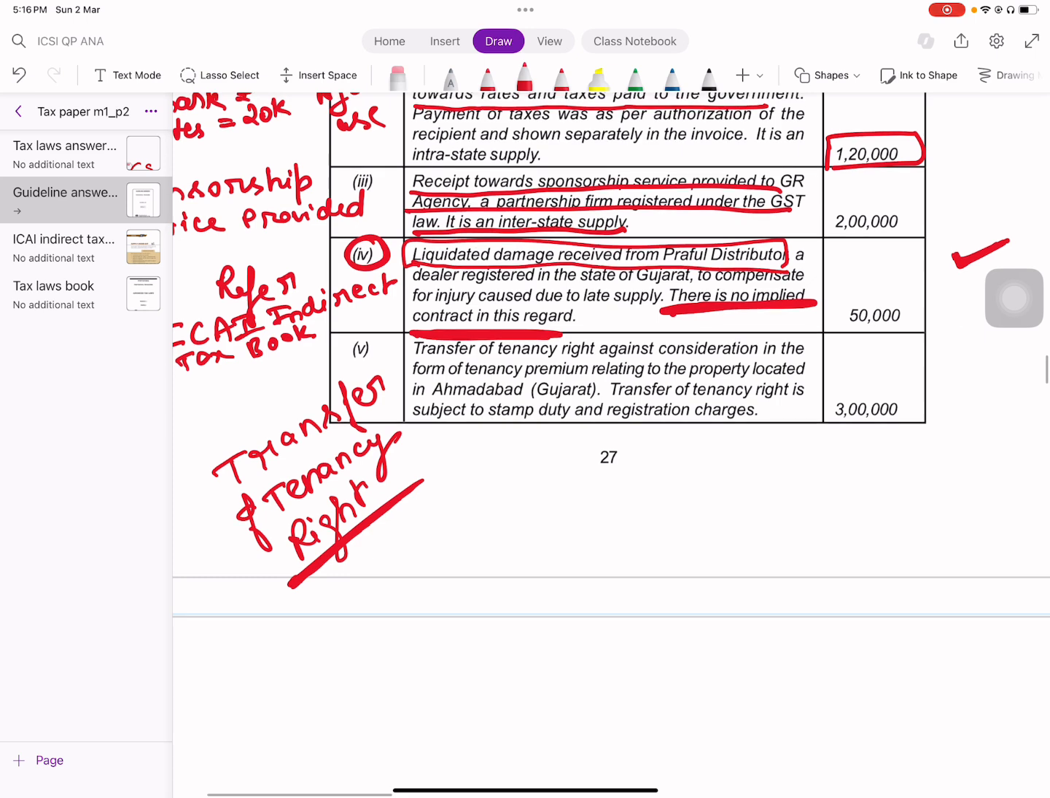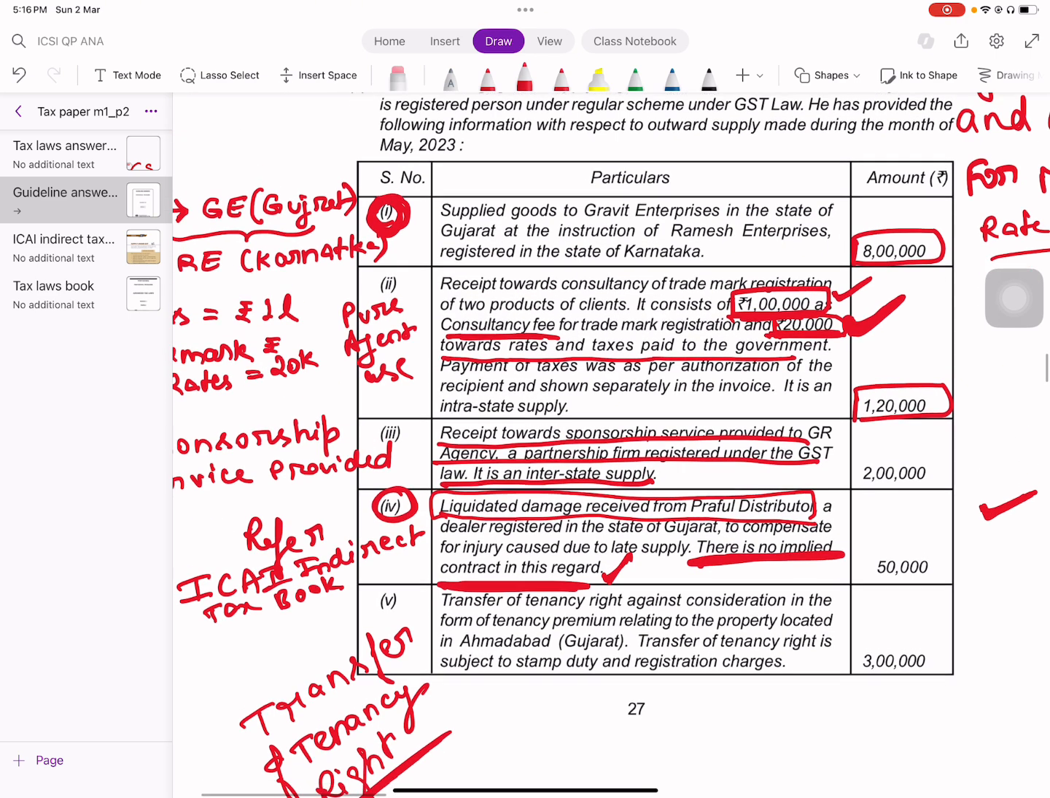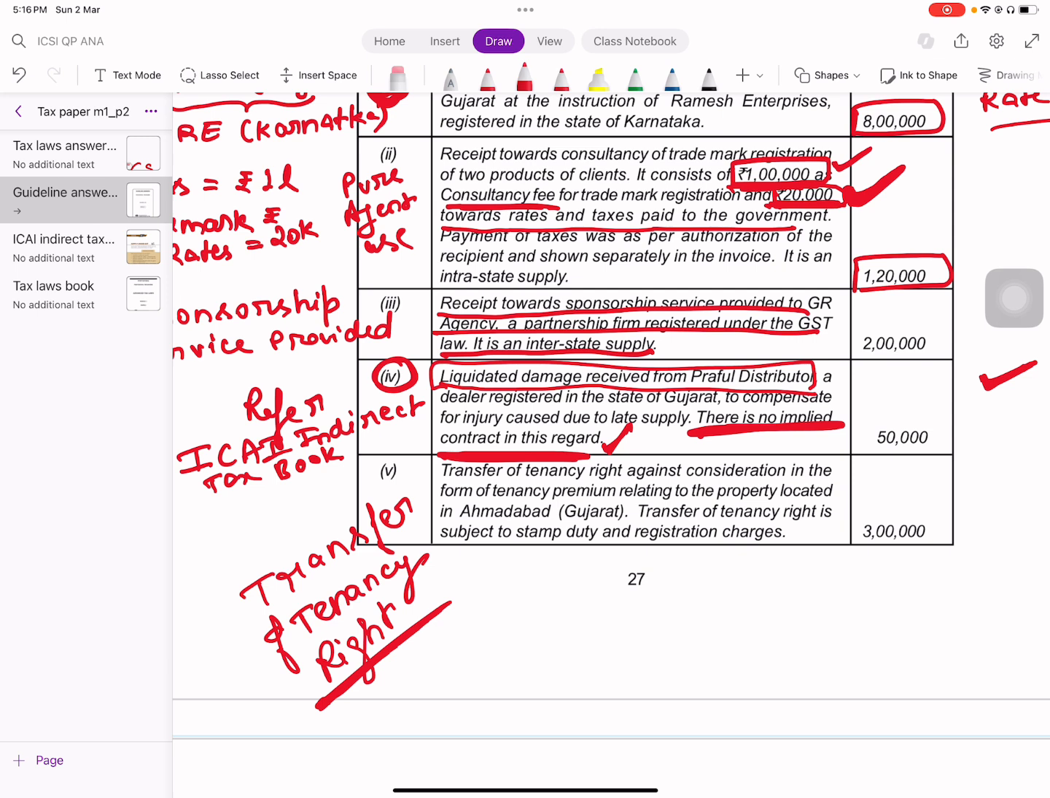Now the fourth transaction: liquidated damages received from Praful distributor, a dealer registered in the state of Gujarat, to compensate for injury due to late supply. There is no implied contract in this regard. Now in GST, liquidated damages received by any person will be included in value of taxable supply.